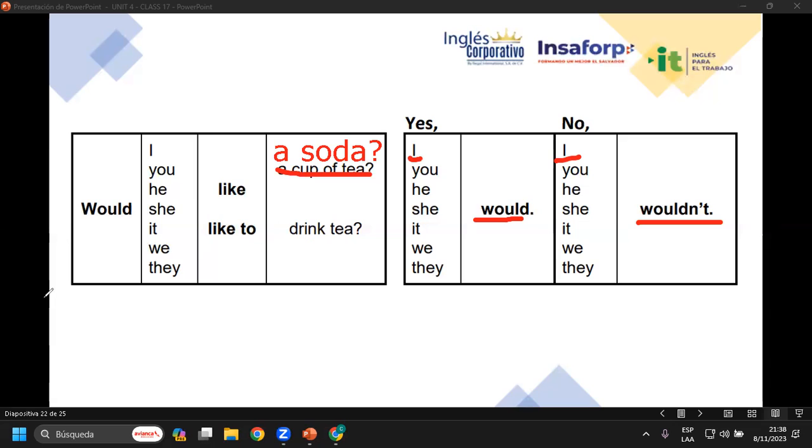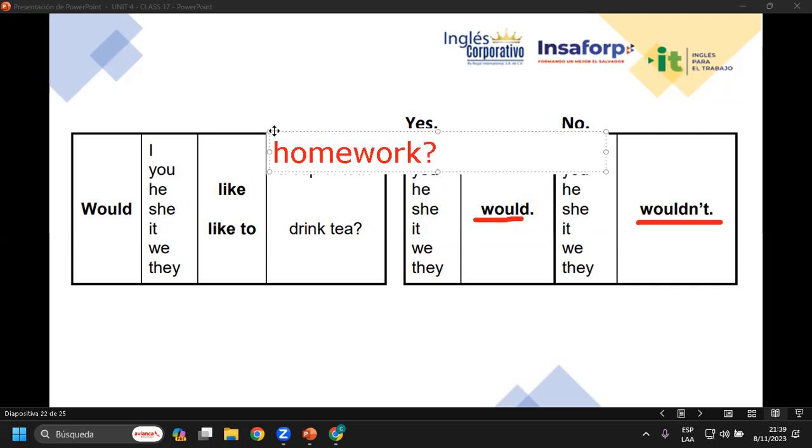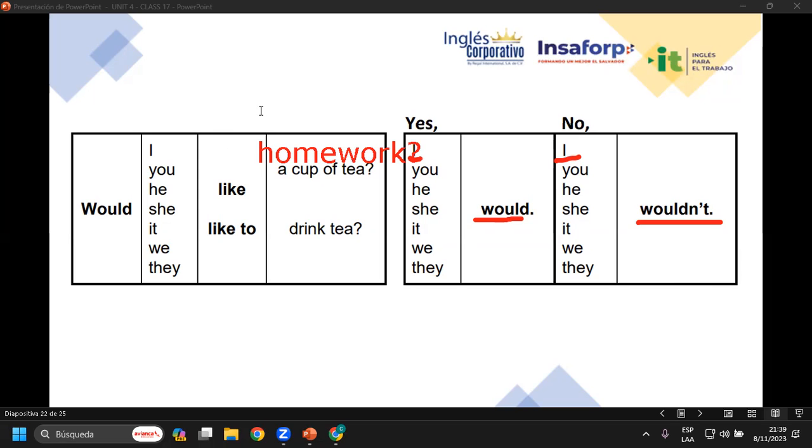Ahora, vamos a ver otra question. Look at this one. Ahorita vamos a usar nouns. Would you like $200? Oh my gosh. Yes, I would. Or no, I wouldn't. Okay. Would you like homework? No, I wouldn't. Okay, very good.